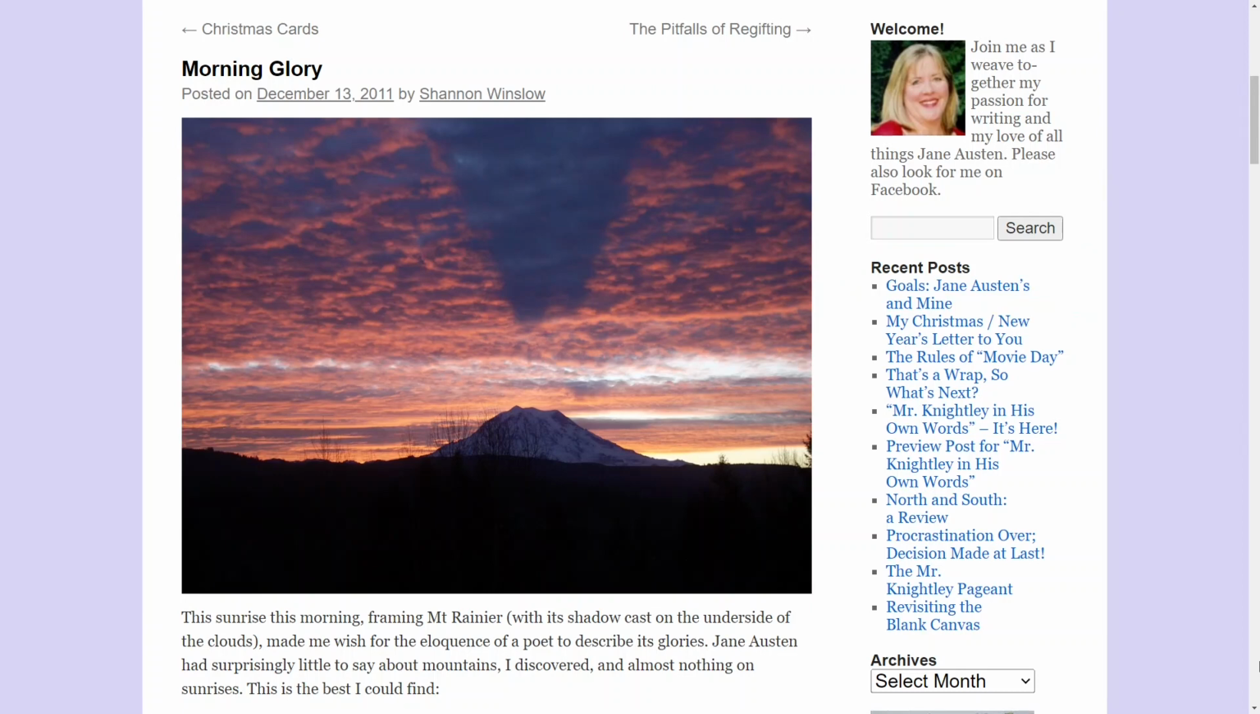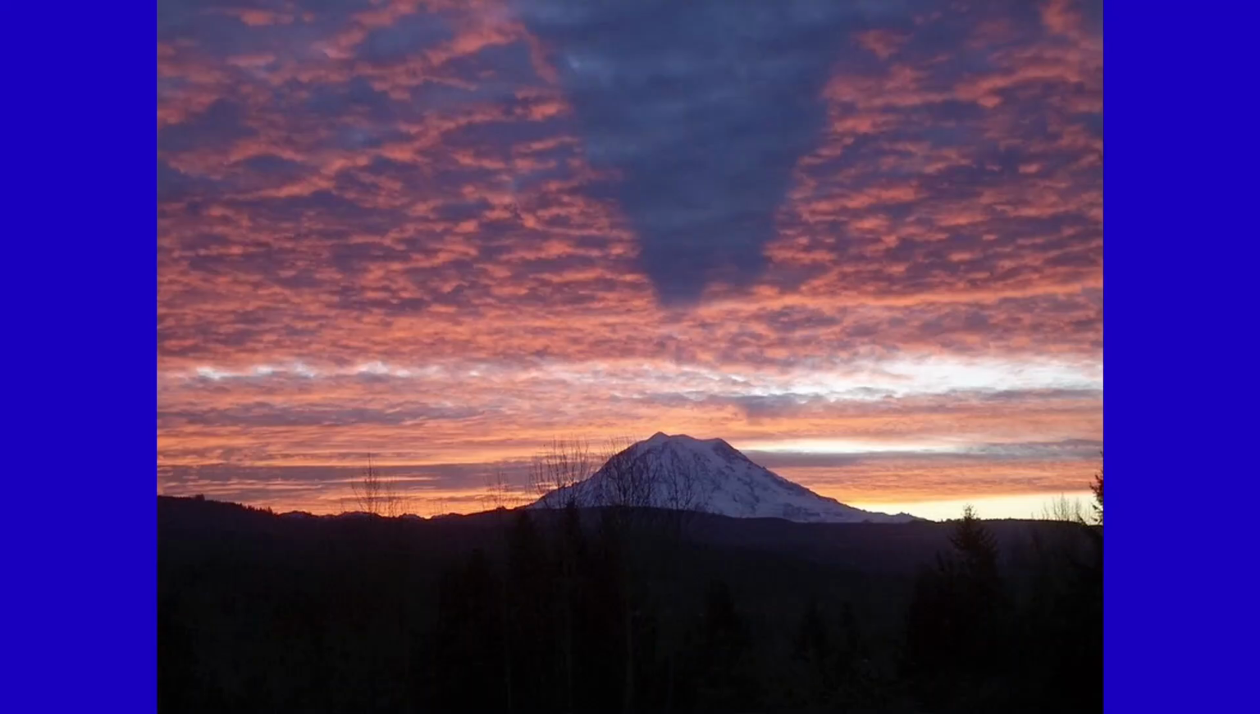This picture was taken by Shannon Winslow on December 13th, 2011 from Tacoma, Washington. It's actually quite a good shot. Here's a better view of the actual photo itself. You can see that the clouds are well above the mountain peak. The shadow is being cast upward onto the underside of the clouds.